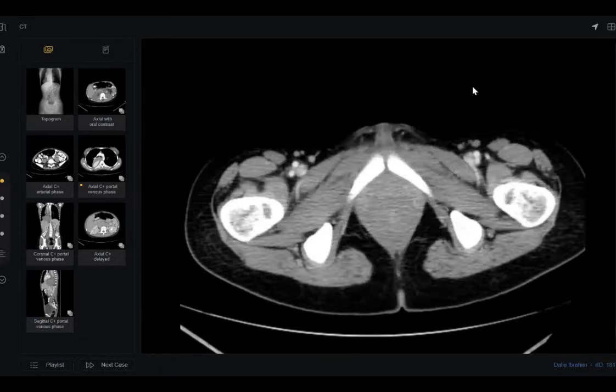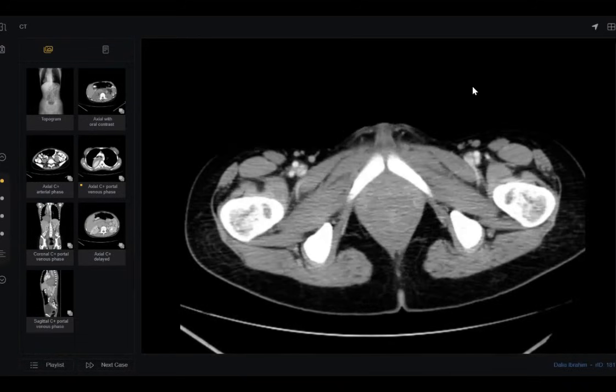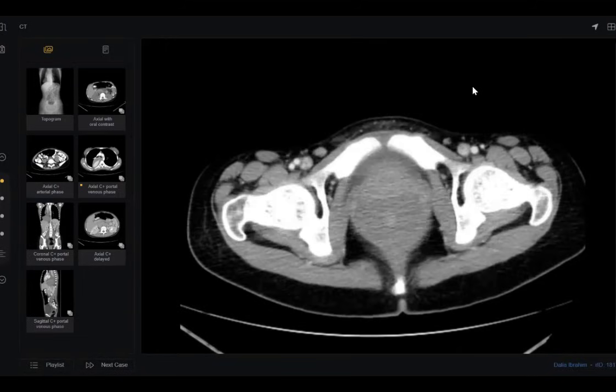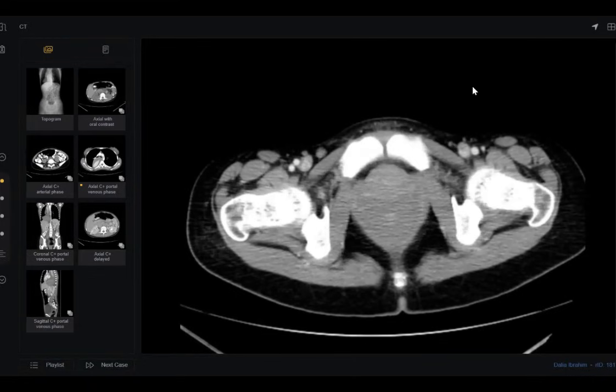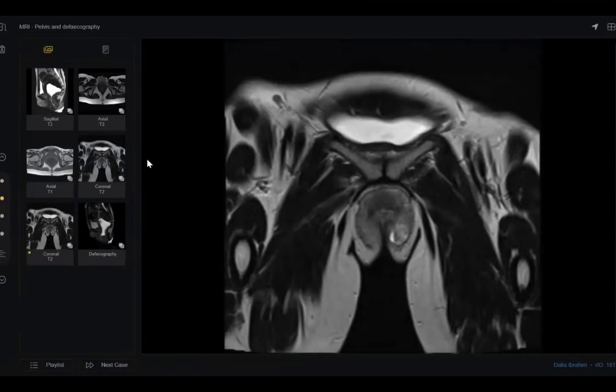Could you detect any abnormality here? I cannot see the anal sphincter. The rectum is very much distended, and I think the anal sphincter is very much constricted, which is causing a dilatation of the rectum. Probably the patient is having some neuromuscular disorder.